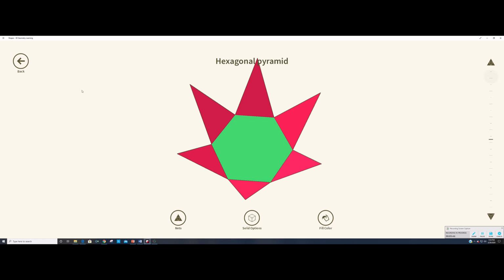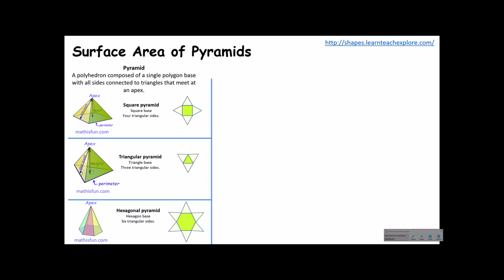We're going to hop out of this app program back into our PowerPoint. It's going to be just like magic. Here we go. So we're back inside of our surface area PowerPoint. One more thing I do want to point out.